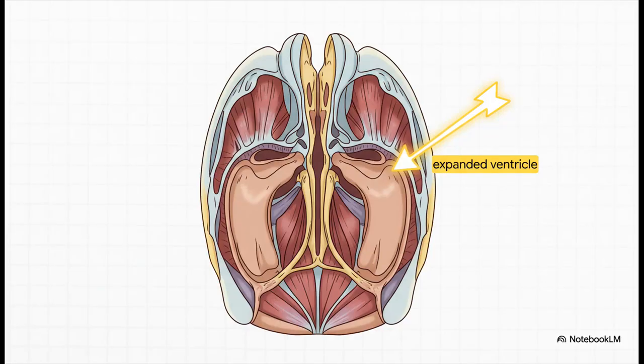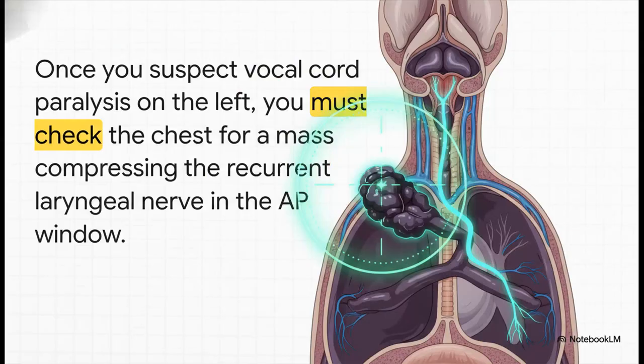All right, let's switch gears to vocal cord paralysis. The one imaging finding you absolutely need to recognize is an expanded ventricle. But where? On the same side, the ipsilateral side, as the paralysis. That's the key. So you see that sign and boom, you make the diagnosis: vocal cord paralysis.